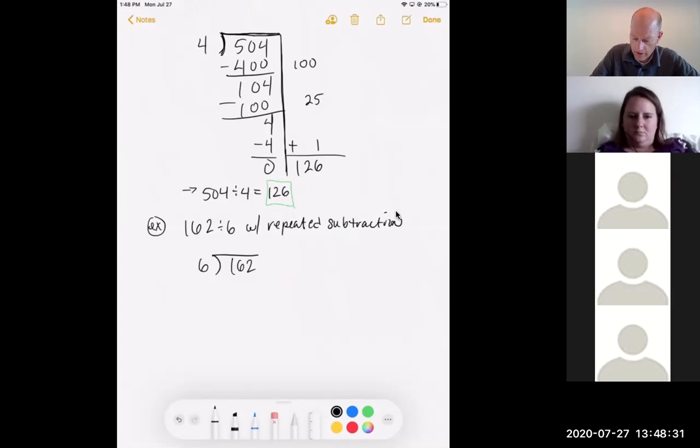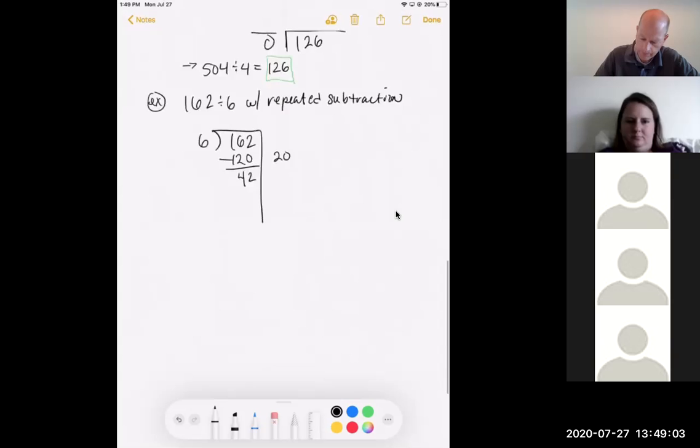All right, so what big chunk can I take out of 162 with 6? 120 comes to mind. Okay, so oops, I forgot to do the frame part. I'm going to subtract off 120, which is how many groups of 6? I'm recording those on the outside. 20. Okay, good. 20 groups of 6. So that's a nice big chunk. I have 42 now. We all know that 6 times 7 is 42.